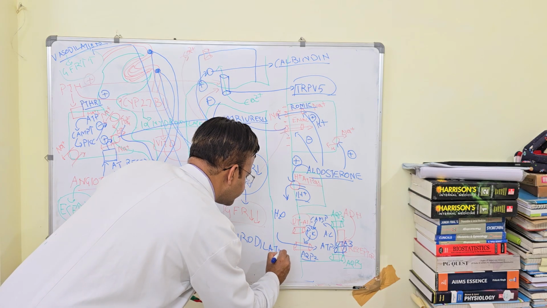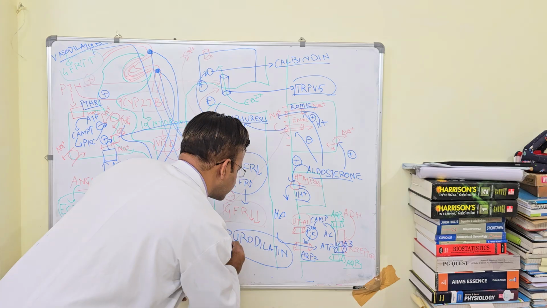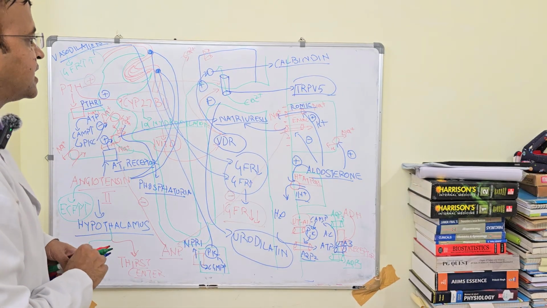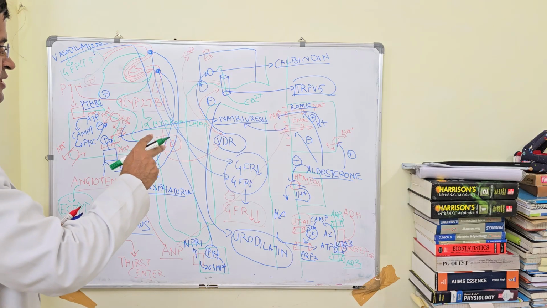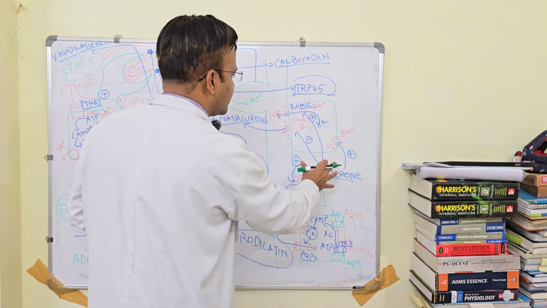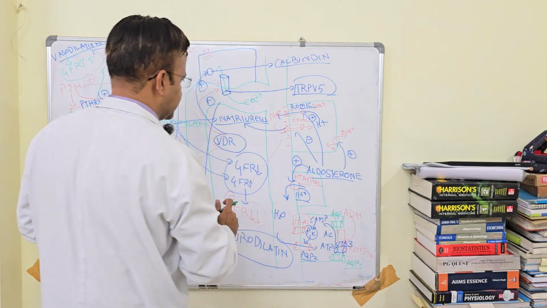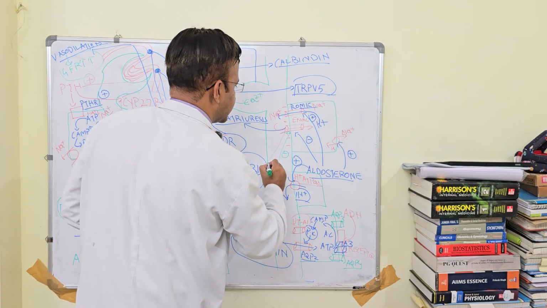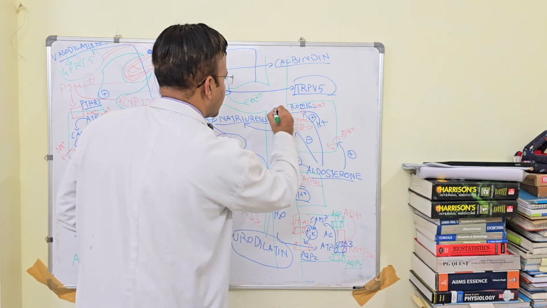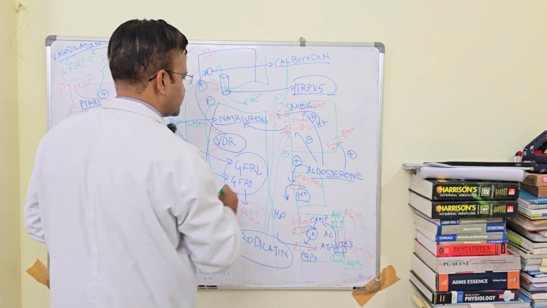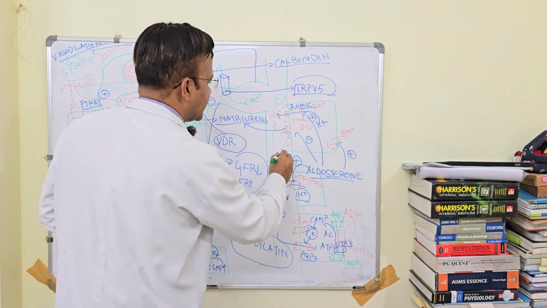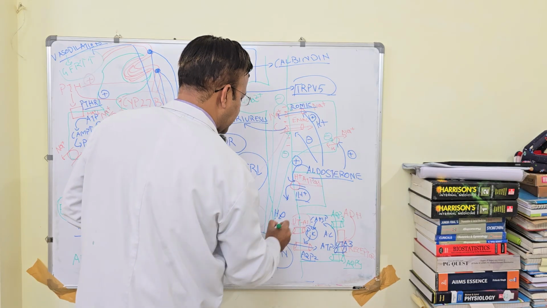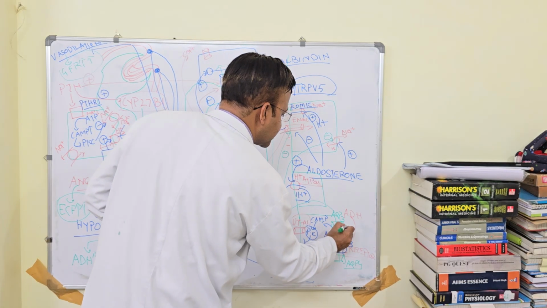Urodilatin. And what this hormone does, right? This hormone inhibits all the steps which the aldosterone supports. So it inhibits your ENaC channels, it inhibits your ROMK channels, and it inhibits the sodium potassium pump. And it also inhibits the action of ADH.